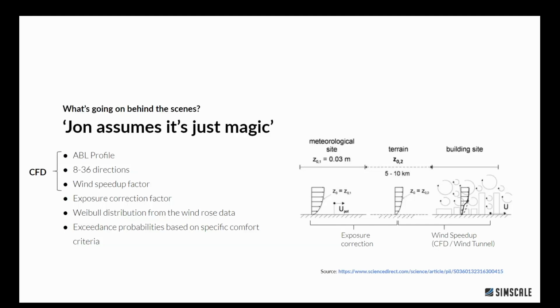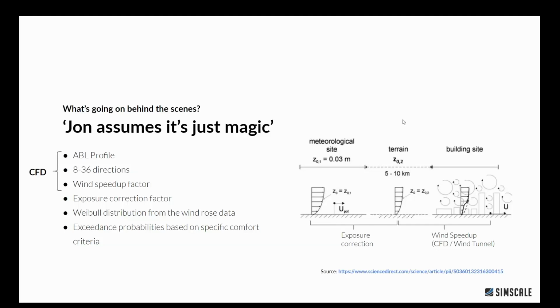And usually they just define some exceedance probabilities of wind speeds throughout the year. So one could be if the wind speed is lower than 5 meters per second for more than 95% of the year, then we think it's comfortable for short-term or long-term sitting, right? And this statistics we need to build. And there are two different parts to it.